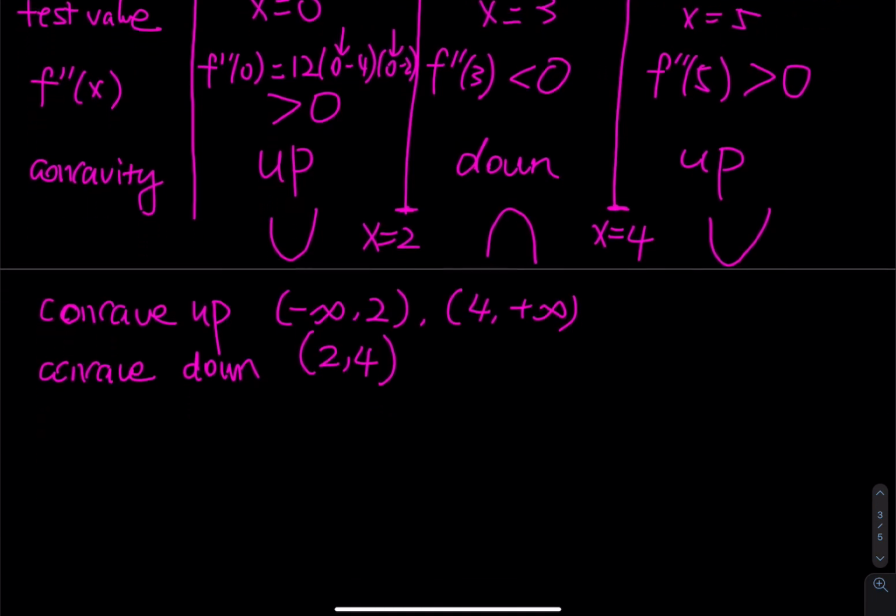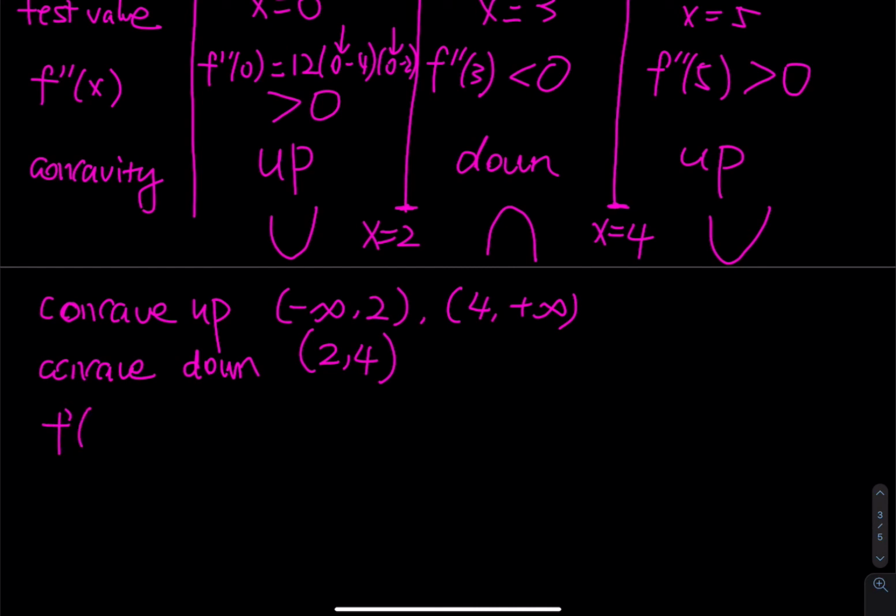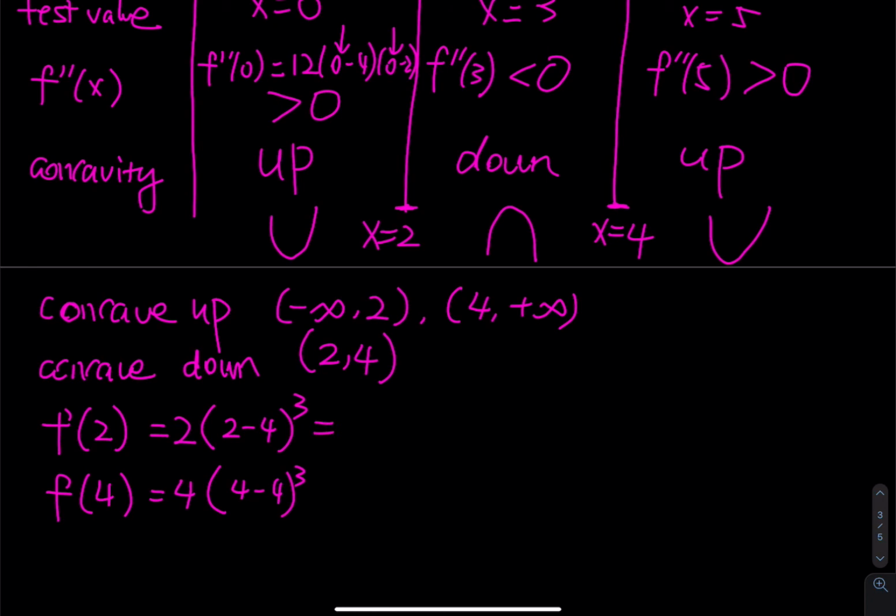And then at x equals 2 and x equals 4, we have an inflection. Because we are looking for the location of the inflection, we have to plug it into f of x: f of 2 and f of 4. That is equal to x times (x minus 4) raised to the third power. So for 4, this is 4 times (4 minus 4) cubed, which is 0, and for 2, this is negative 16. So you have 2 points: (2, negative 16) and (4, 0). They are my inflection points.